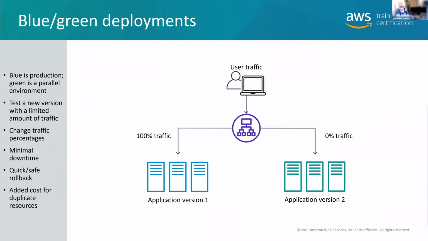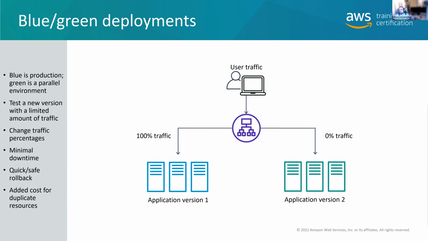So to Brad's earlier point, blue is production, green is a parallel environment. Blue is considered to be the old version and green is the new version, but I've seen it in reverse as well. So you basically route stuff from the old version, which is the blue version, to the green version. If you encounter any issues, you just roll back.